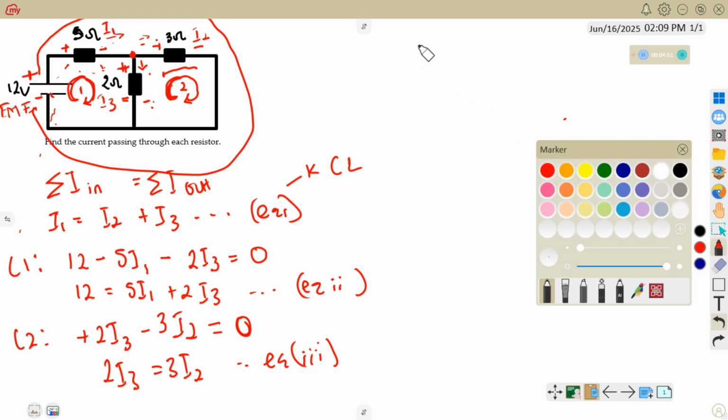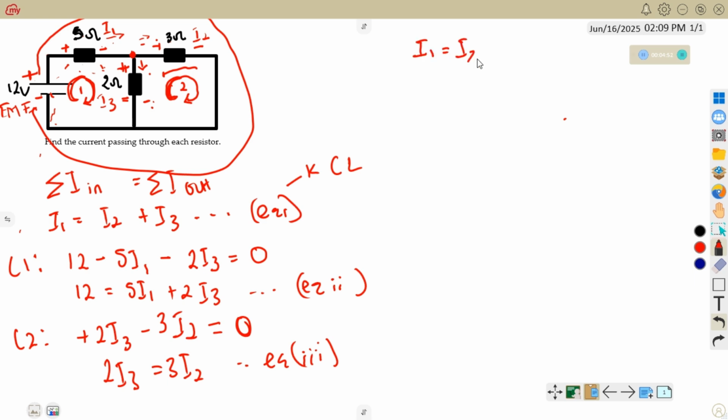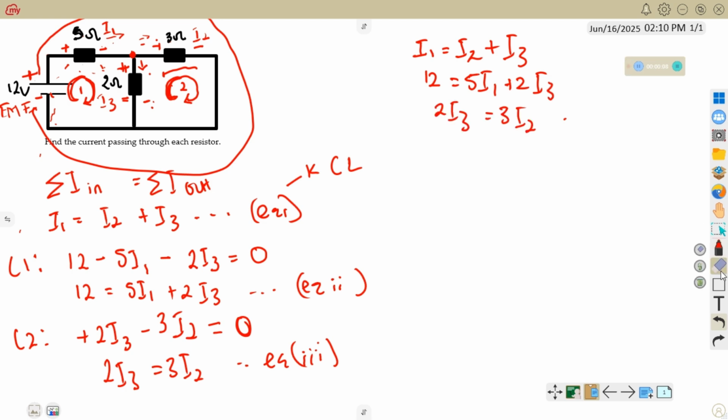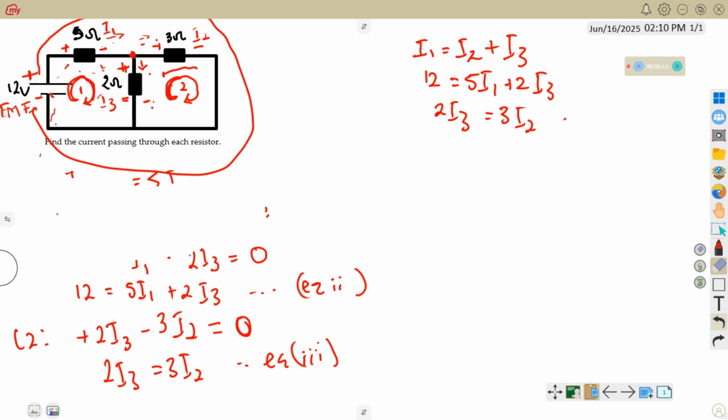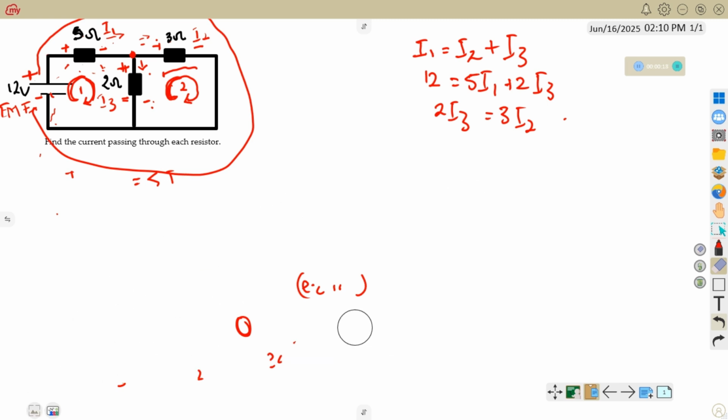So now for equation 1, we have I1 to be equal to I2 plus I3. Then for equation 2, we have 12 to be equal to 5I1 plus 2I3. And then for equation 3, let me just clean this so that we can have enough space to solve this question. All right, so now we have our three equations. Now we can solve. Now if you look over here, we have 2I3, right, and is equal to 3I2.